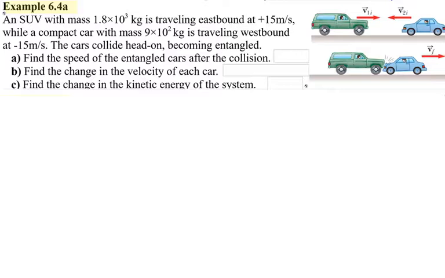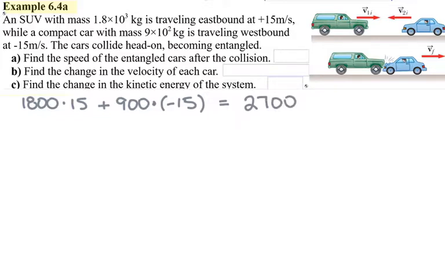So I'm going to start with the conservation of momentum. The conservation of momentum says momentum before is equal to momentum after. For momentum before, I have an 1,800 kilogram car moving at 15 meters per second, mass times velocity is momentum, plus momentum of the second car, it's a 900 kilogram car moving at negative 15 meters per second, and then afterwards they stuck together, so their mass together is 2,700 kilogram, times their final velocity.